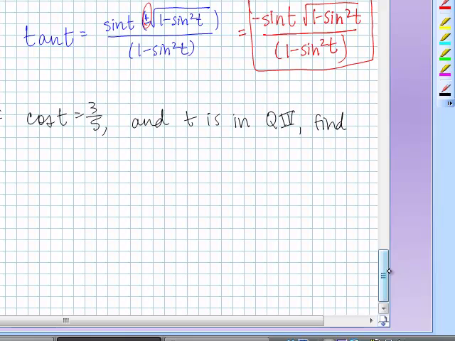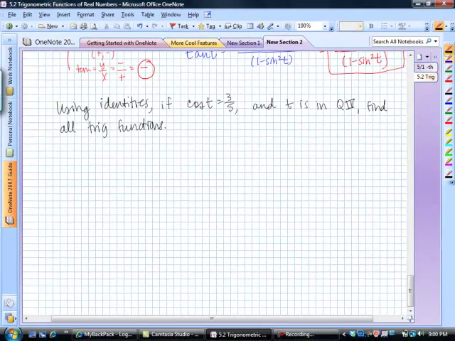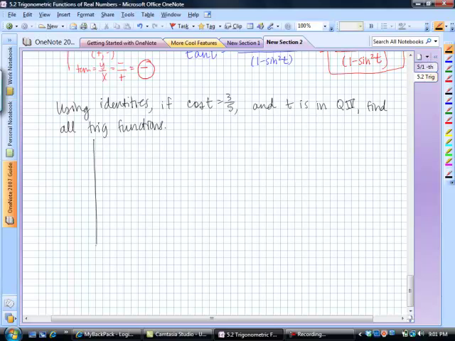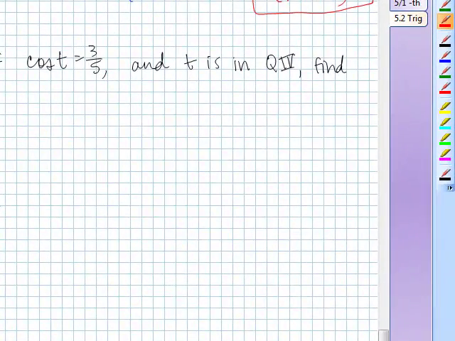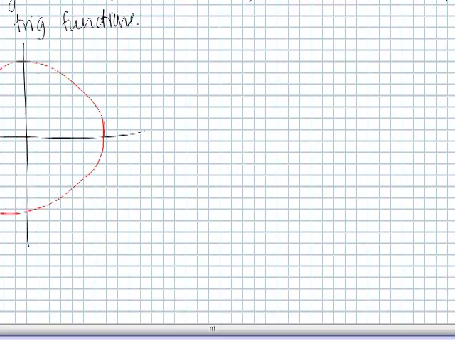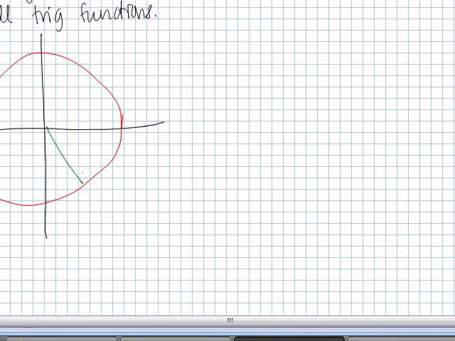Okay, and last problem we're going to do for these videos is this one. It says, using the identities, if cosine of t is 3/5 and t is in quadrant 4, find all trig functions. So let's go ahead and draw our unit circle and see if we can figure out what's going on here. Okay, we know t is in quadrant 4, so let's go ahead and draw that. Whoops, I'm going to do that in blue. Okay, so we can draw a reference triangle.